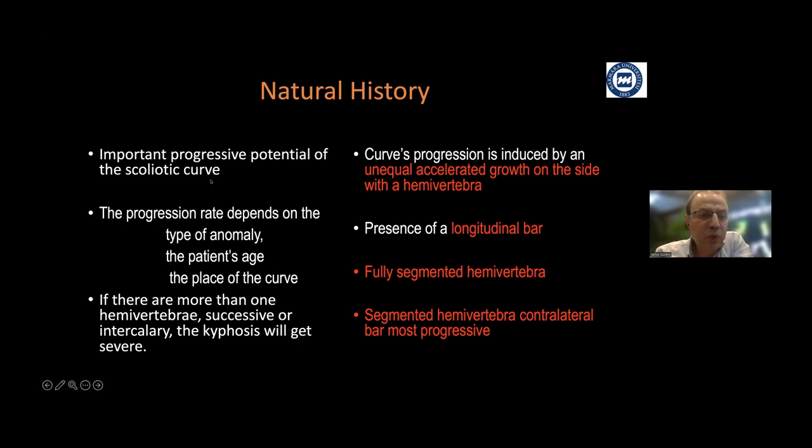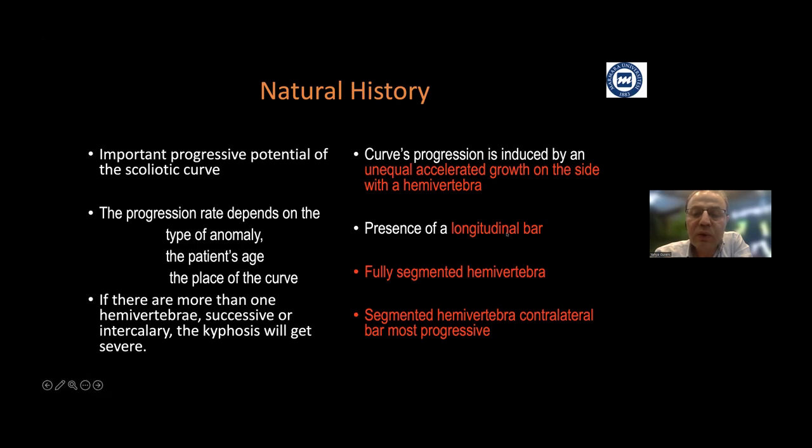Important is the progressive potential of the scoliotic curve, and the progression rate depends on the type of the anomaly. In lateral bar and hemivertebra, there are different progressions. And we should know the patient's age because this affects the natural history. And the place of the curve is very important. This is different in main thoracic and thoracolumbar junctions. If there is more than one hemivertebra, successive or intercalary, the kyphosis will get severe, for example. Curve progression is induced by an accelerated growth on the side with the hemivertebra.